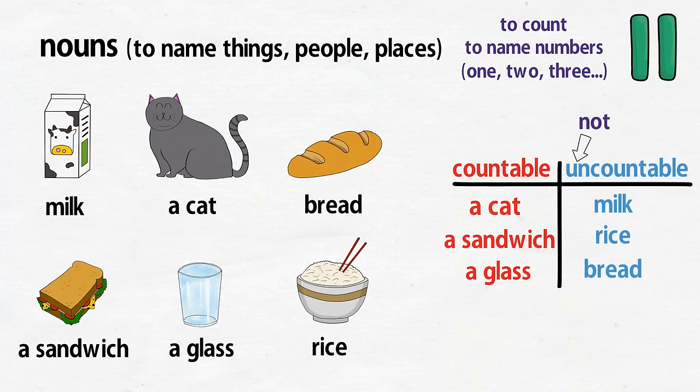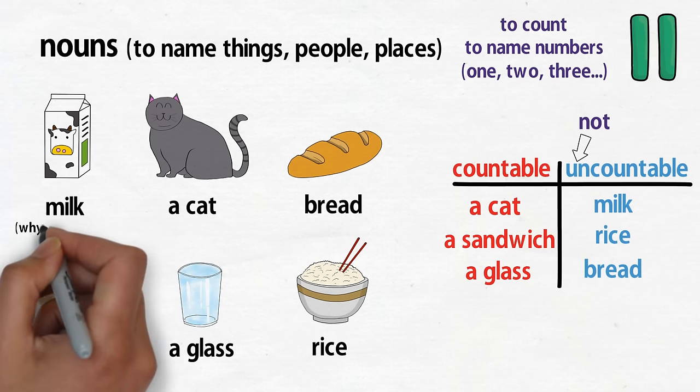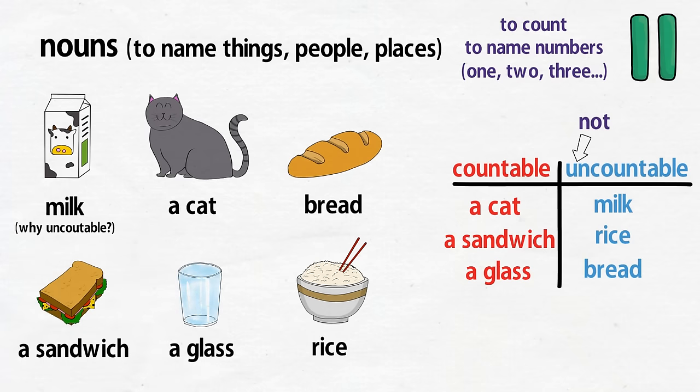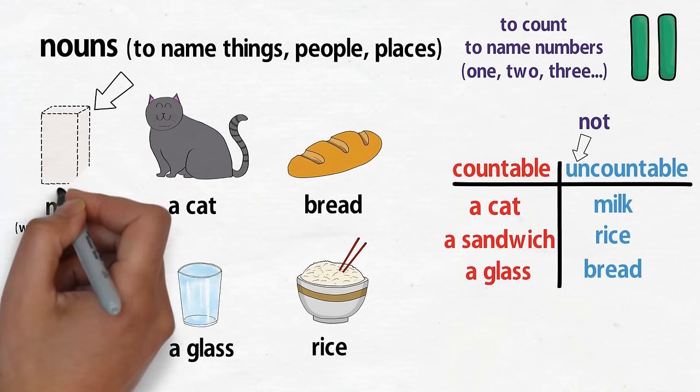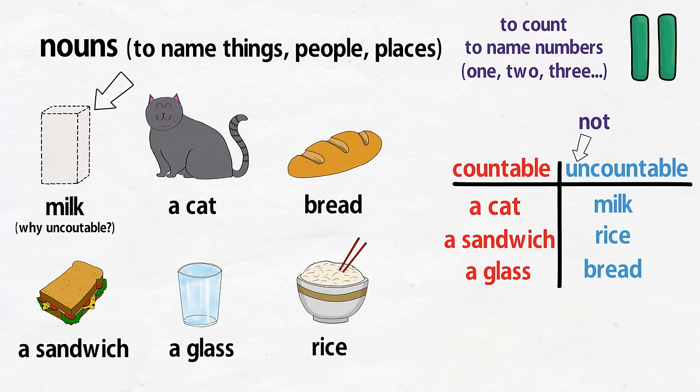Okay, so one question that you might have is, why is milk uncountable if I can count the cartons? That's exactly it. You can count the cartons, but not the milk inside it. The same thing goes for rice. You can count the bowls, not the rice in them.